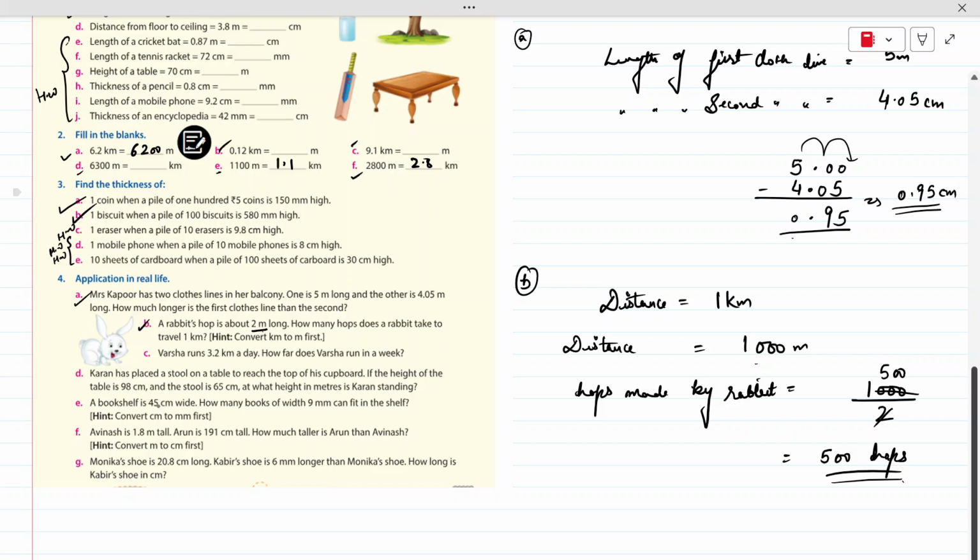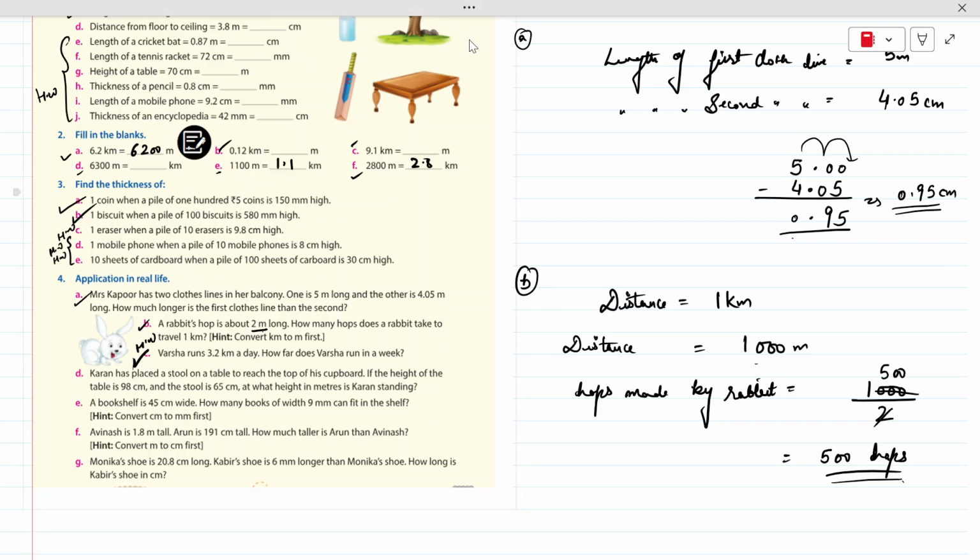Okay, this is done. Next, Varsha runs 3.2 kilometers in a day. How far does Varsha run in a week? This is pretty much easy. We are given the distance she is running in a day and we have to find it in a week. So we just have to multiply it by 7. So this is homework for you.